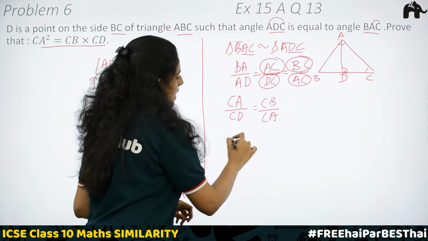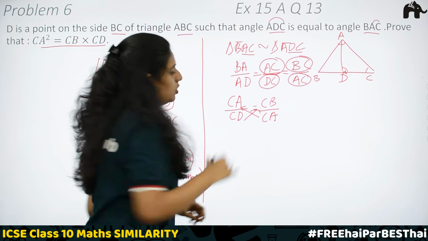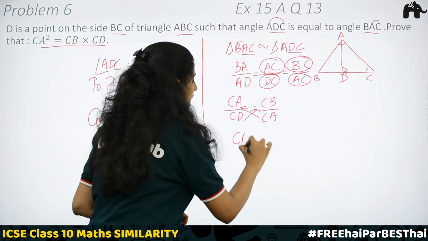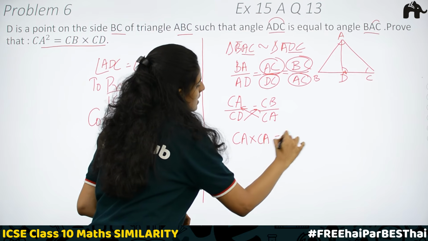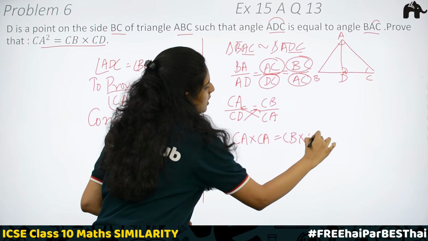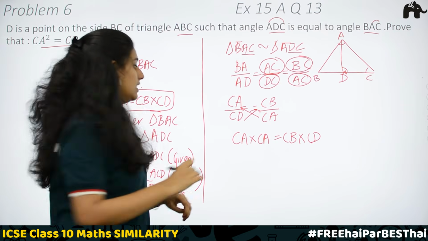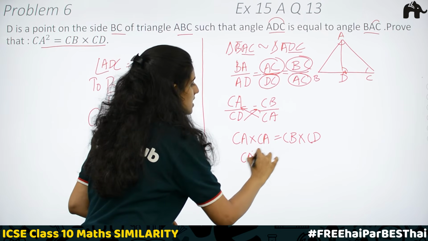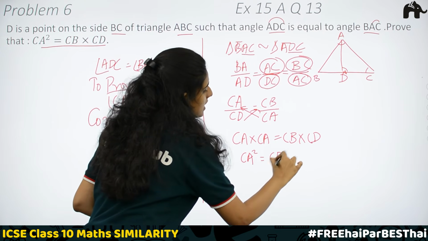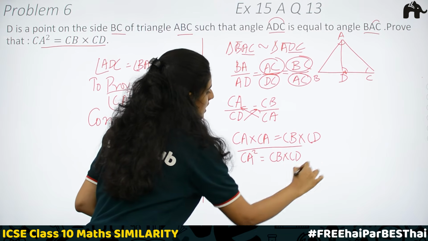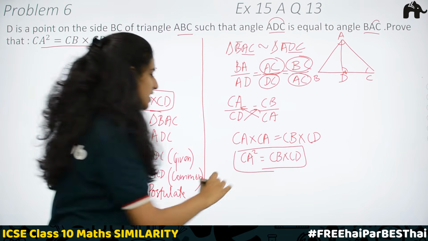Okay, now cross multiplying, what do we get? CA into CA is equal to CB into CD. That is, CA square is equal to CB into CD. This is the required proof. Hence proved.